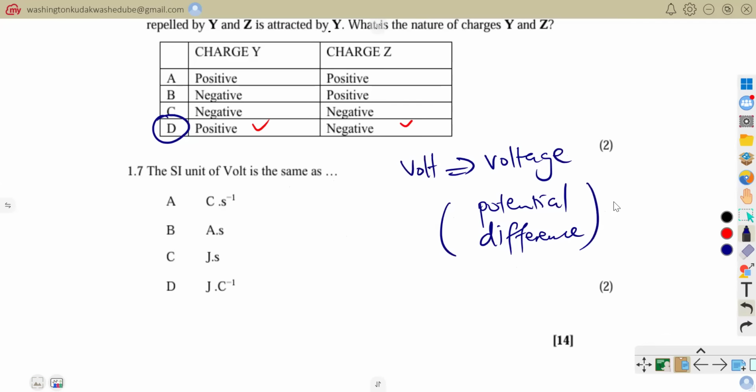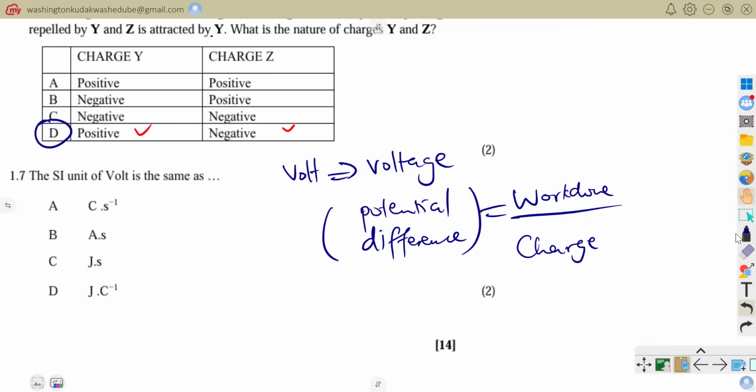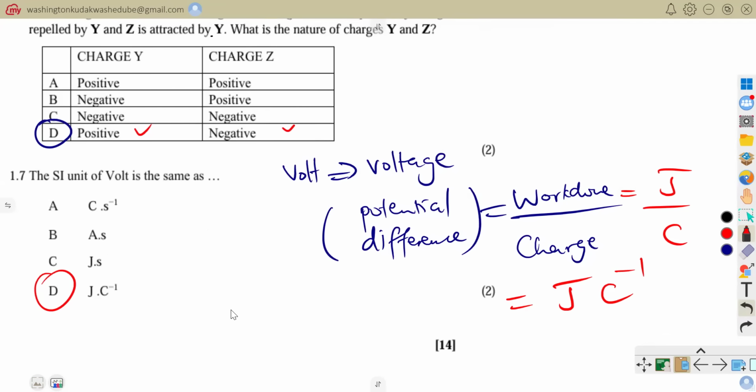And we know that potential difference across your conductor is given by the work done per unit electric charge. And we know that our work done is measured in joules, and our unit charge is measured in coulombs. So it is simply joules per coulomb. So our answer here was supposed to be D as well.